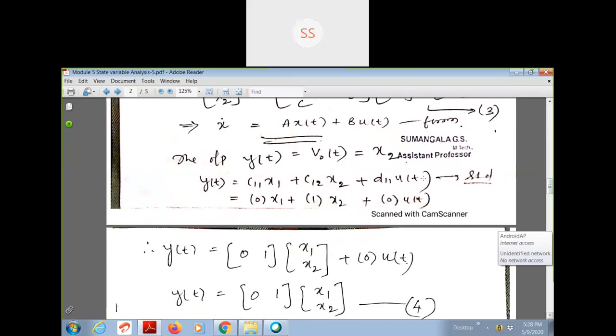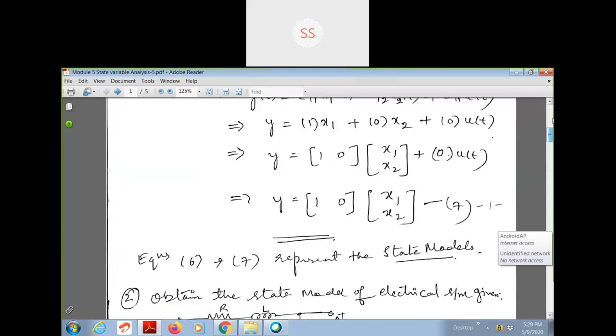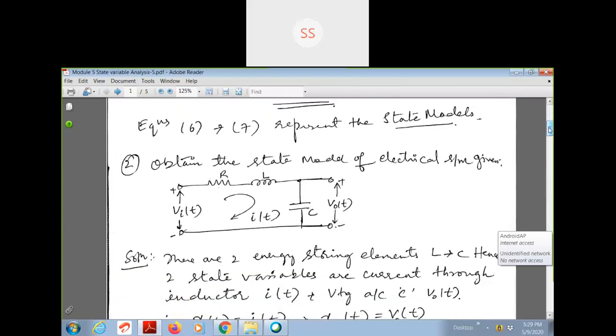To complete the state model, we also need the output equation. So the output equation is y of t equal to, which is the output here? With the previous mechanical system, the output we considered was displacement. For the applied input force, displacement was the output. That's why we were writing y of t as displacement x of t. Now in the given circuit itself it is mentioned that whatever the voltage across the capacitor is, that itself is the output.